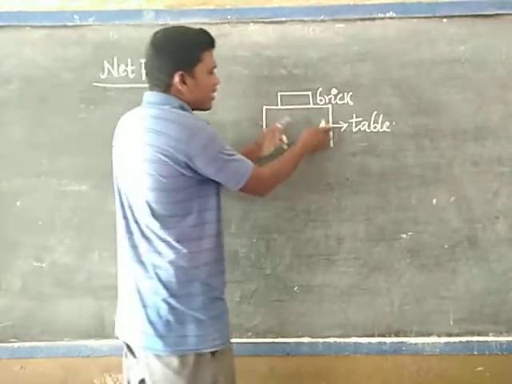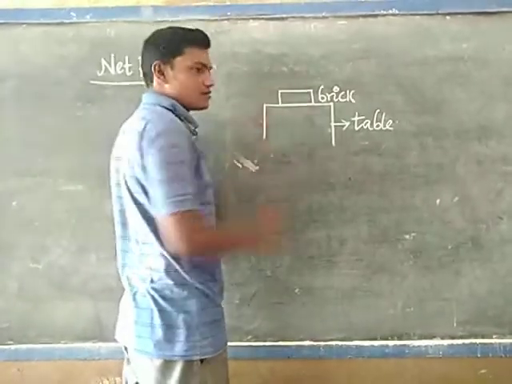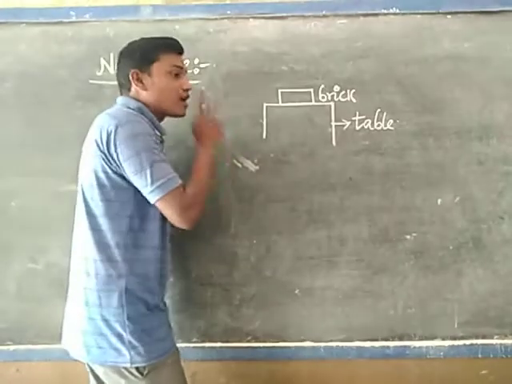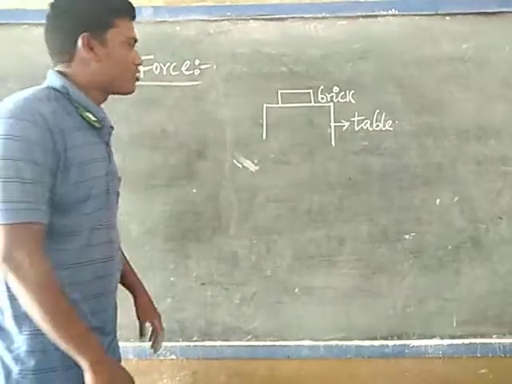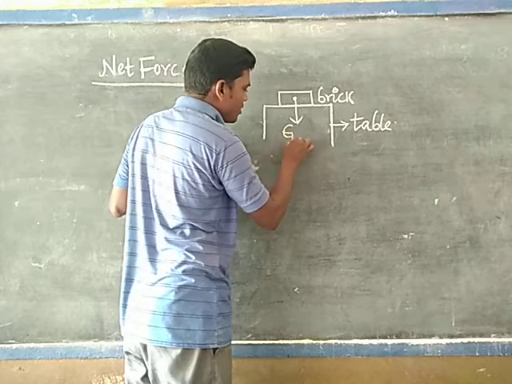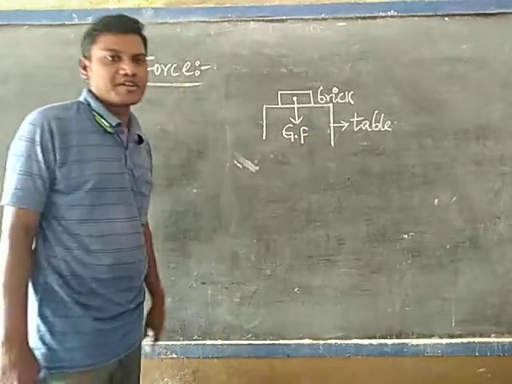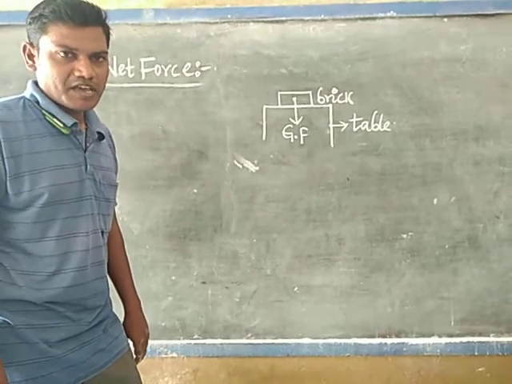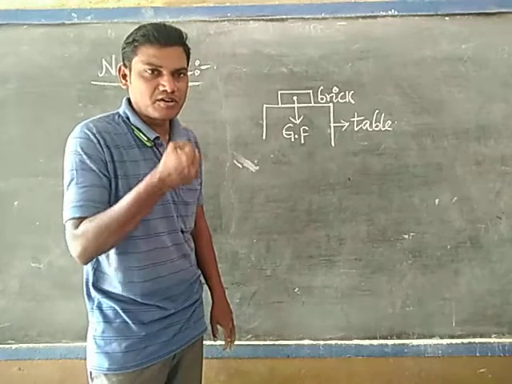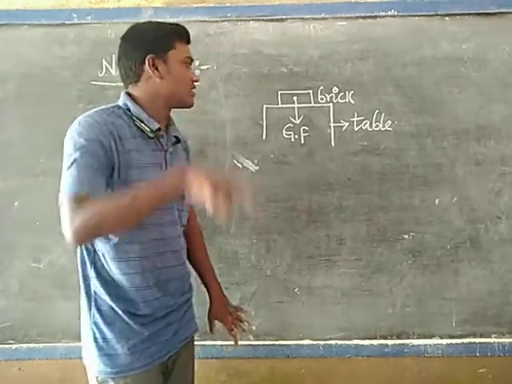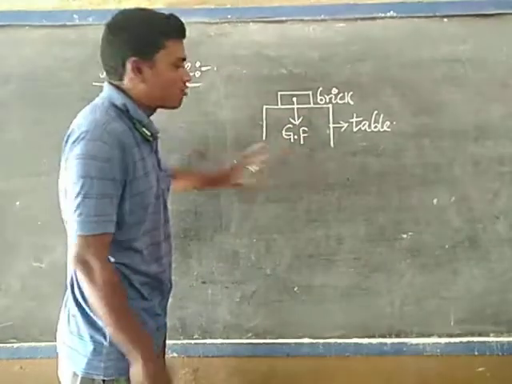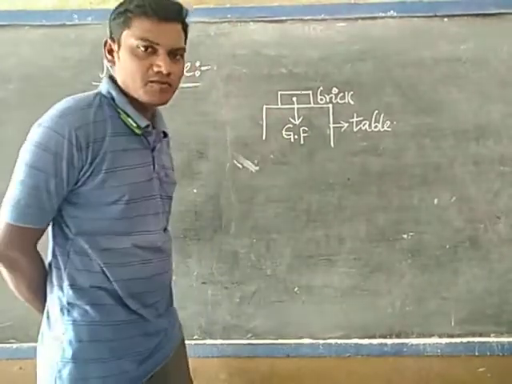When the brick is placed on the table, how many forces are acting on the brick? Only one force, or two forces, or three forces? I will explain. We already discussed this initially. Which force is acting downward? Gravitational force. Every body on the earth is attracted by the gravitational force of the earth towards the center. That's why on this body, the earth's attraction force is acting vertically downward. That is called gravitational force.